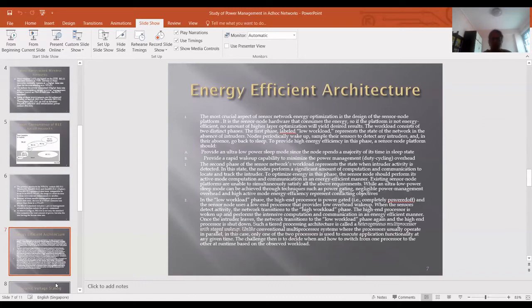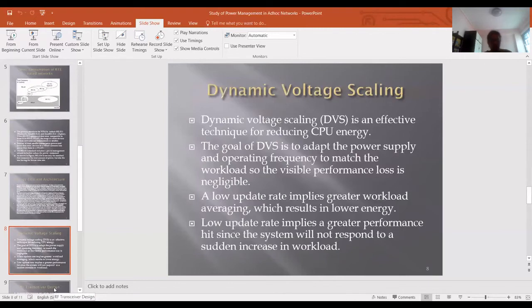Such a tiered processing architecture is called a heterogeneous multiprocessor with stacked wake-up. Unlike conventional multiprocessor systems where the processors usually operate in parallel, in this case only one of the two processors is used to execute application functionality at any given time. The challenge then is to decide when and how to switch from one processor to the other at runtime, based on the observed workload. Next, we are going to see about dynamic voltage scaling.